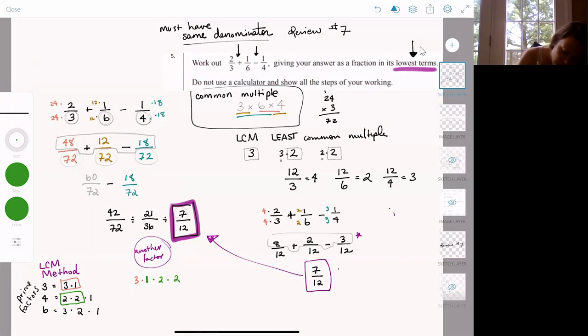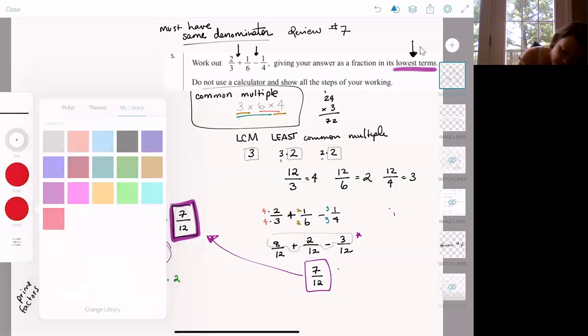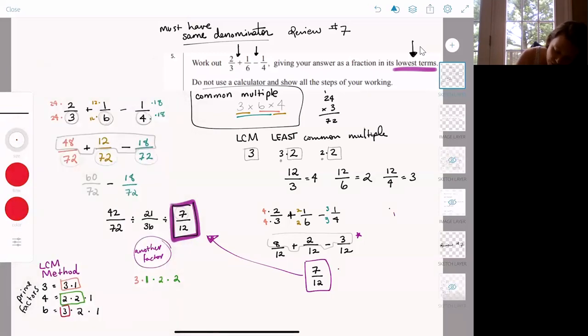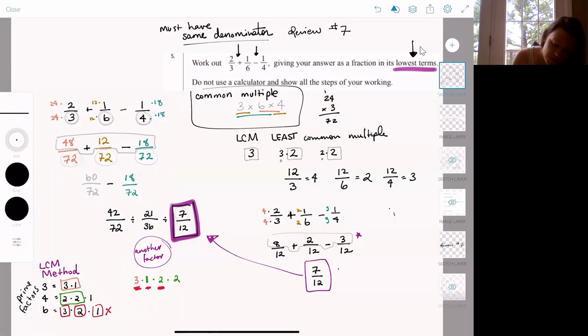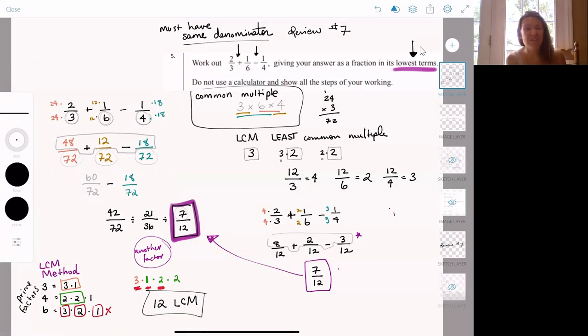And then when I'm looking at this last one, I can see I need a 3. I've already got a 3. I need a 2. I've already got two 2s. And I need a 1, but I've already got that. So I don't need to add any more from this last term, all right? So then when you multiply them together, 2 times 2, 4 times 3, 12 is my LCM. It sucks. You just have to practice and then get better.